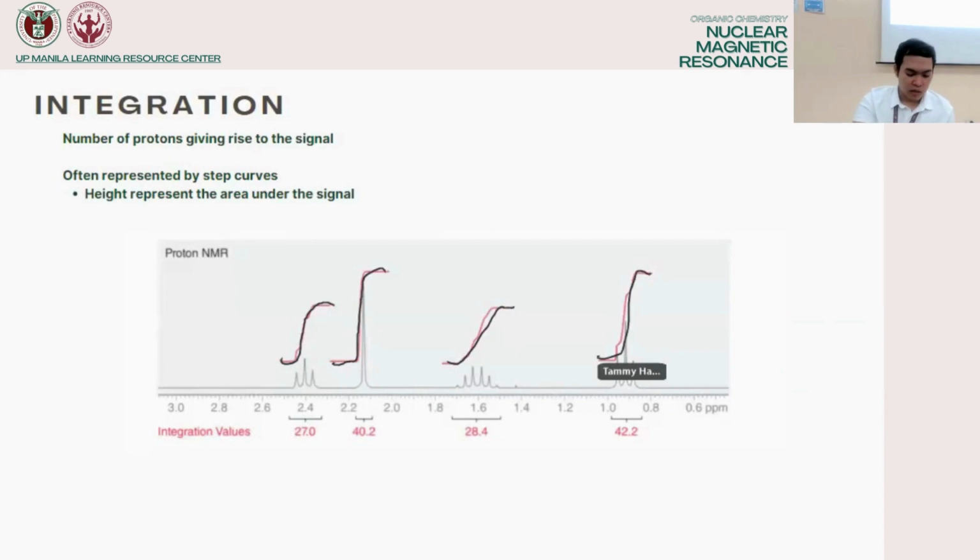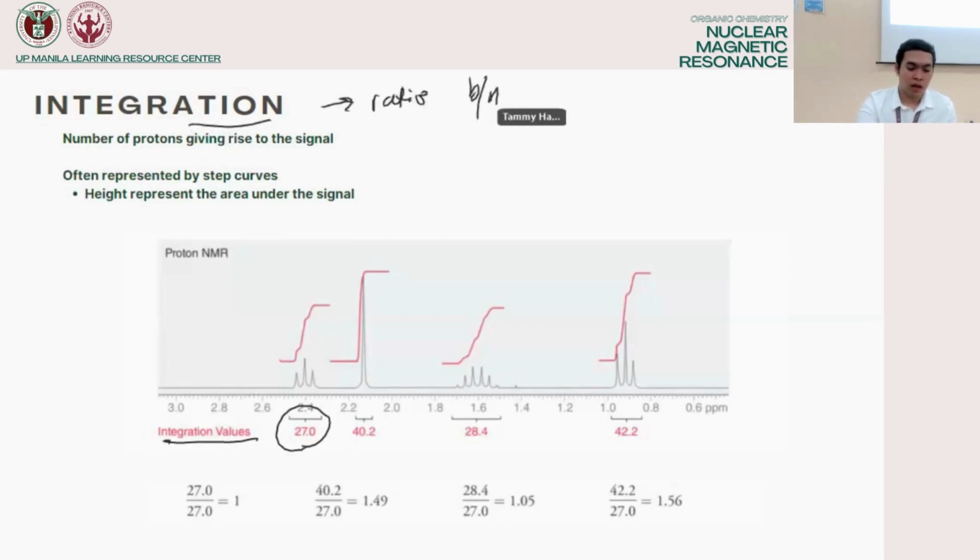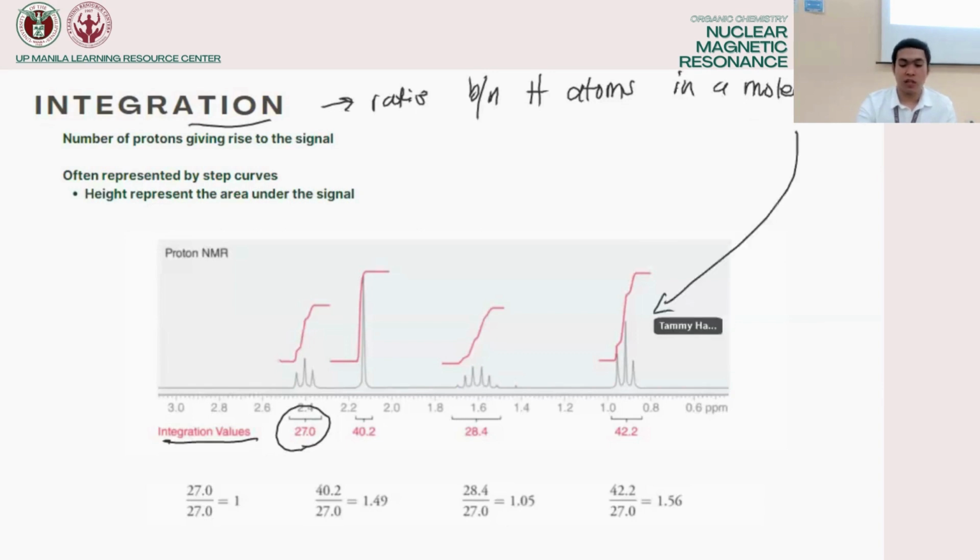So ano importance ng integration? So yung integral values, it shows you the number of hydrogens for the signal. So this is just how you get the integration values, no? So as you can see, you just have to divide all the integration values to the lowest integral, which is 2.7, to get the ratio. Kasi ang integration ay ratio between hydrogen atoms in a molecule that are dependent on your signal.